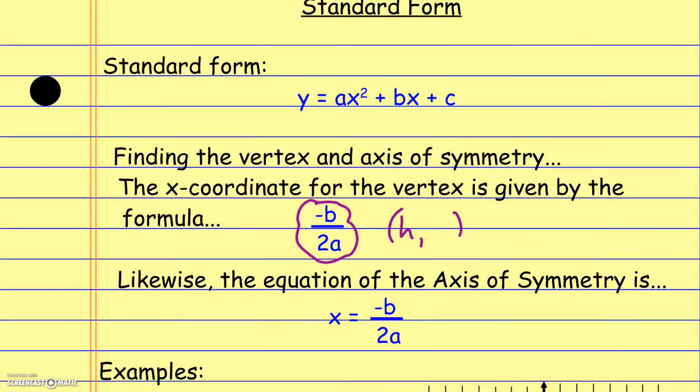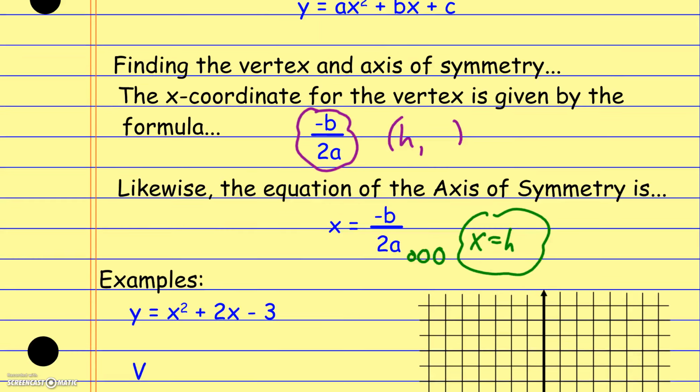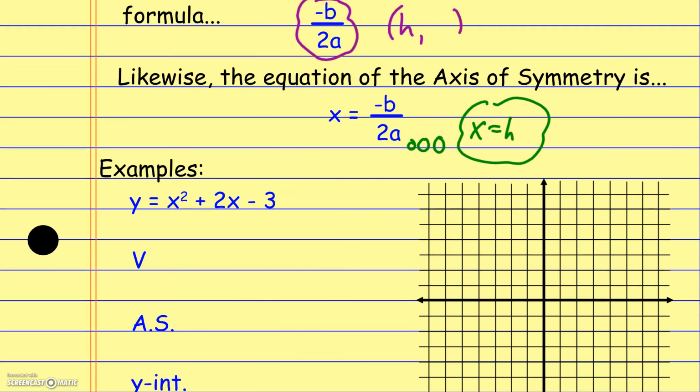Likewise, the axis of symmetry is also x equals the opposite of b over 2a. But remember, the axis of symmetry, we already knew that as being x equals the x value from the vertex. In other words, we already knew that was going to be x equals h. And since h is the opposite of b over 2a, obviously the axis of symmetry is also the opposite of b over 2a. Now, we wouldn't do that little equation twice. Once we have the vertex, we'll just say x equals the x value from the vertex for my axis of symmetry.